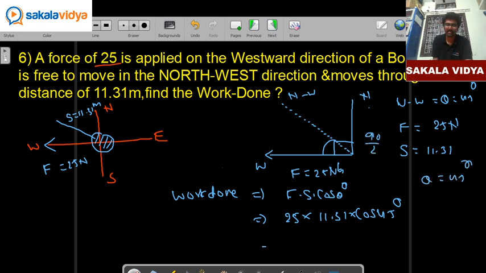Theta is equal to 45 degrees. So if we solve this, we are going to get work done equal to 199.93 joules. Okay, now let us solve one more question.